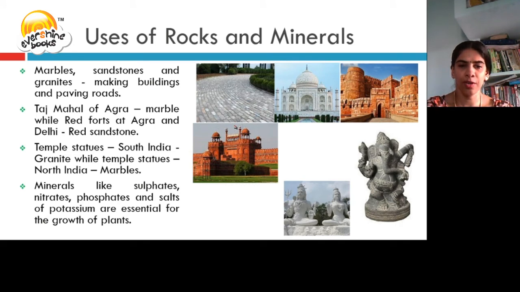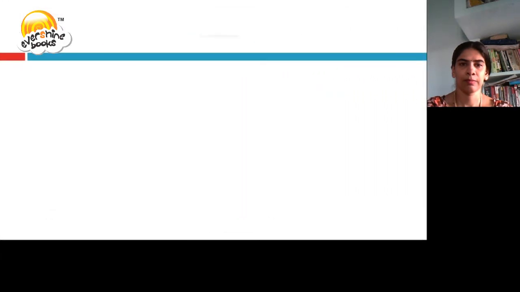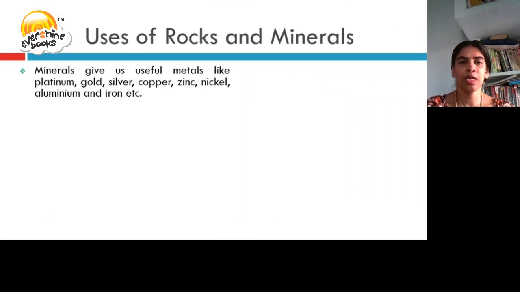Minerals like sulfates, nitrates, phosphates, and salts of potassium are essential for plant growth. Minerals also give us useful metals from their ores. We get metals like platinum, gold, silver, copper, zinc, nickel, aluminium, and iron.